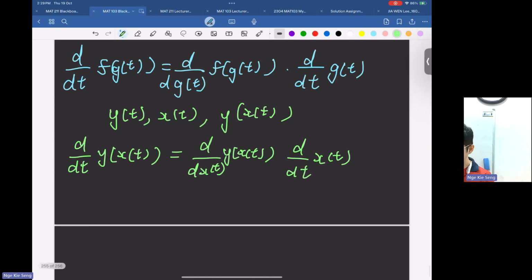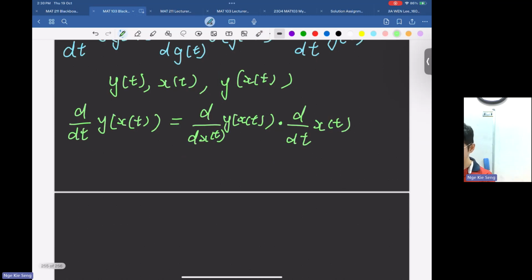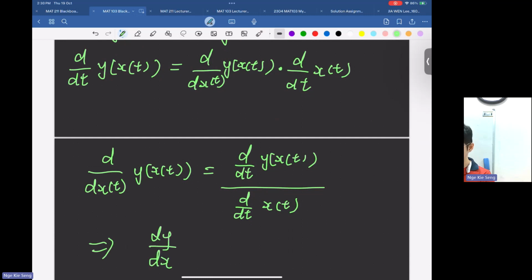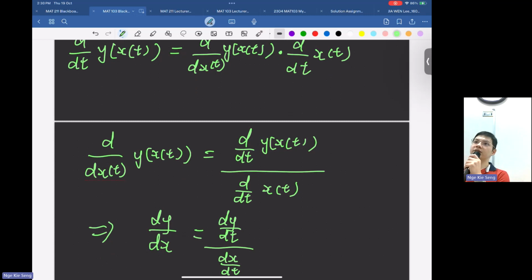Note that this is a valid differentiation. This is really multiplication, so we can throw it to the other side. We divide on both sides, where we get d over dx of y(x(t)) equals d over dt of y(x(t)) over d over dt of x(t). In other words, this is just dy over dx equals dy over dt over dx over dt. So this is the chain rule. We're just trying to write it precisely, but it's really just playing around with chain rule. Any question about this proof here? No? Okay, clear.